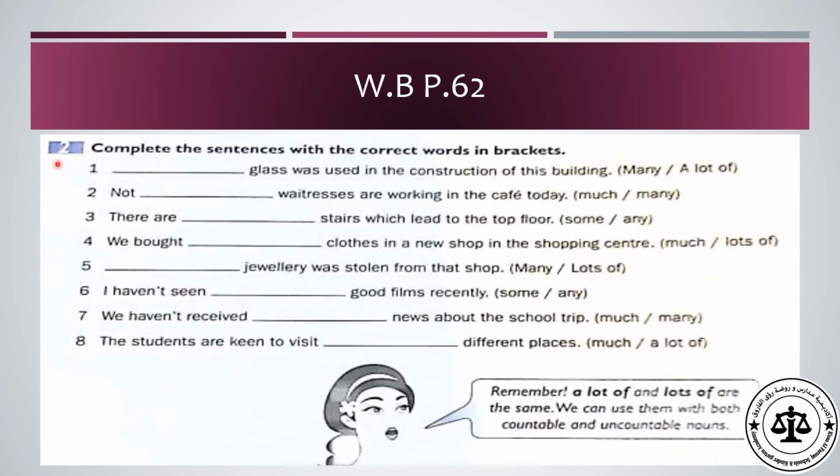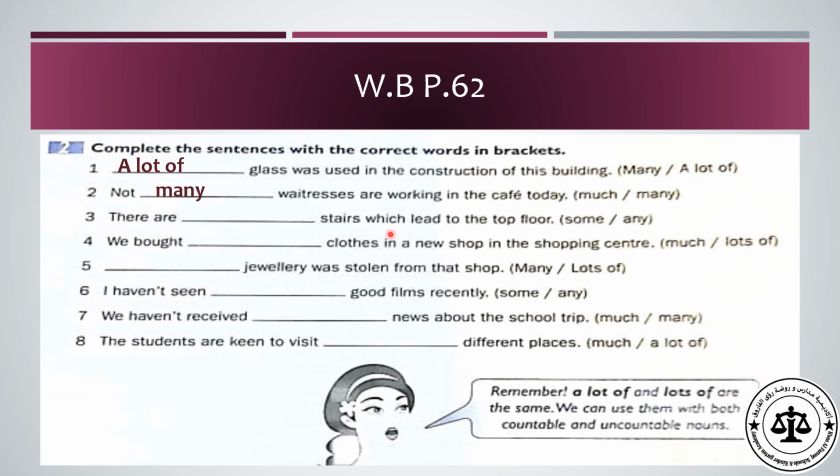Now question number 2, and this is the last question. Complete the sentence with the correct words in brackets. Glass was used in the construction of this building. Many or a lot of. Glass is uncountable noun, so we use a lot of because many بتيجي مع الcountable. Not waitresses are working in the cafe today. Waitresses is a countable noun اللي هم النادلات. Much or many? Of course, many.